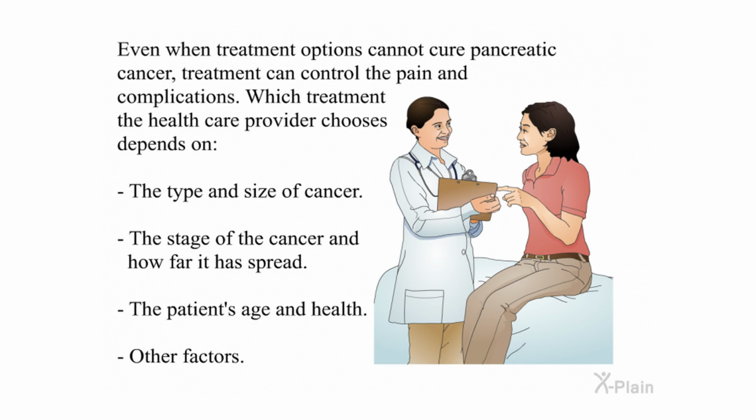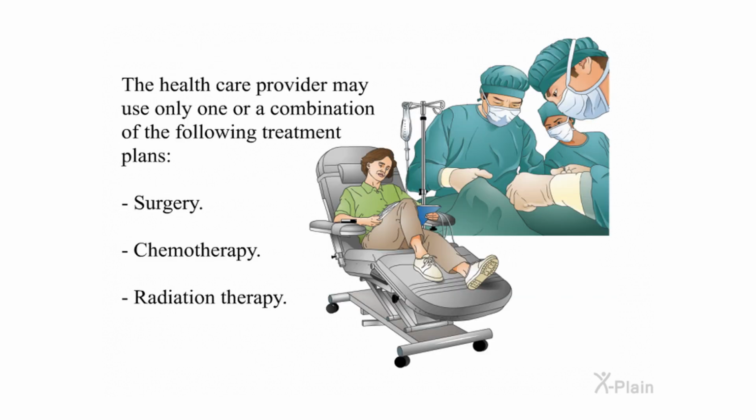Which treatment the healthcare provider chooses depends on the type and size of cancer, the stage of the cancer and how far it has spread, the patient's age and health, and other factors. The healthcare provider may use only one or a combination of the following treatment plans: surgery, chemotherapy, radiation therapy.